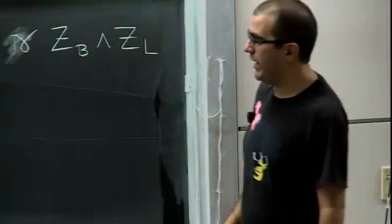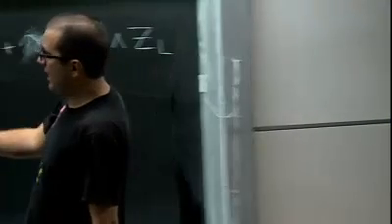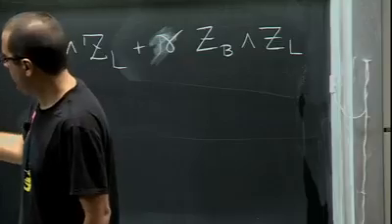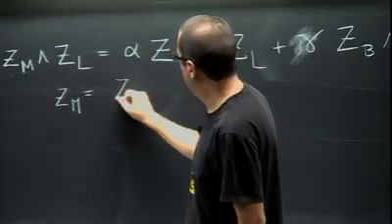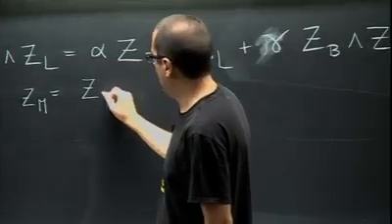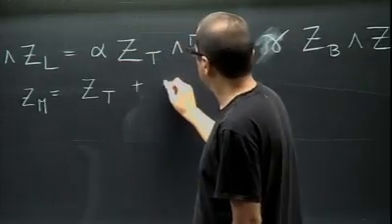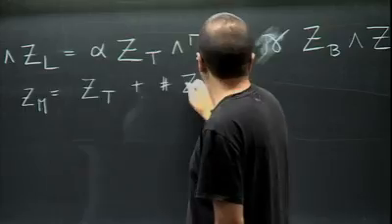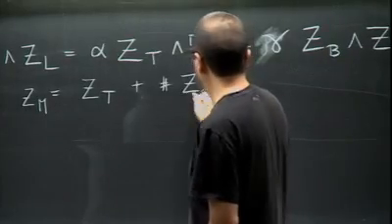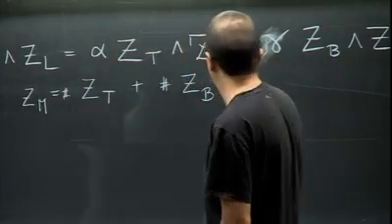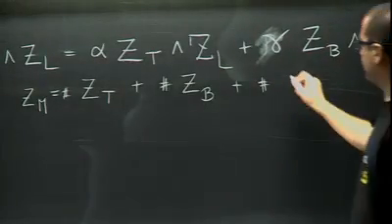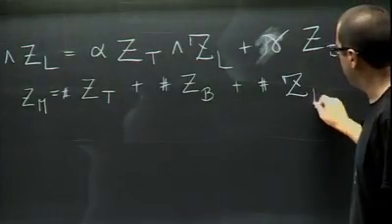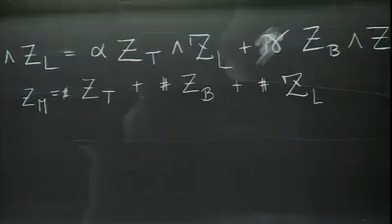So what does it imply now? It implies that Z middle is a linear combination of Z top, Z bottom, and Z left, because again it's antisymmetric, so if I add a bit of Z left I don't see it.